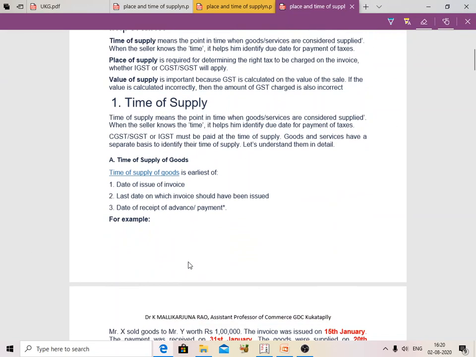So how do we decide the time of supply? Based on this principle, we first consider either the date of issue of invoice, or the last date on which the invoice should have been issued, or the date of receipt of advance or payment.